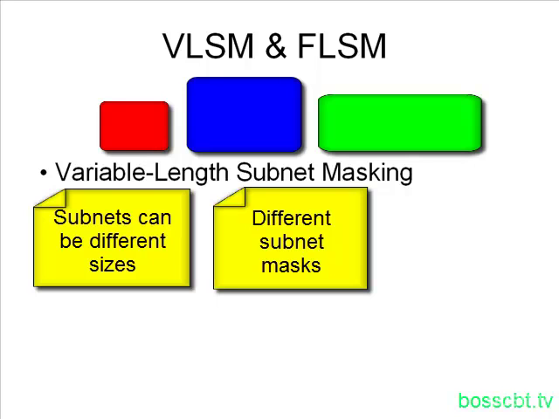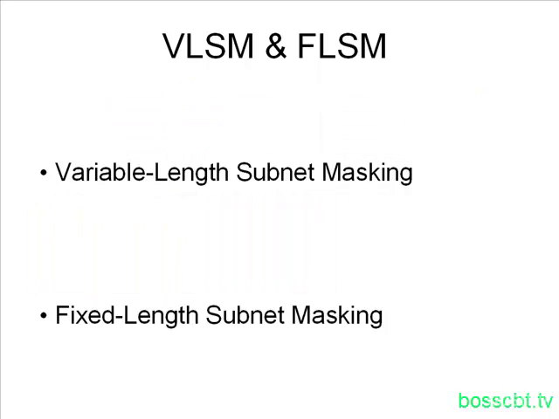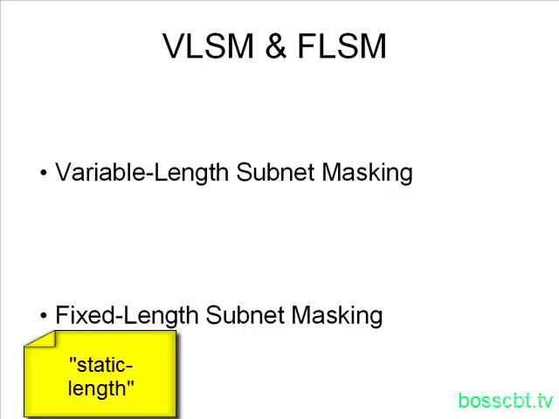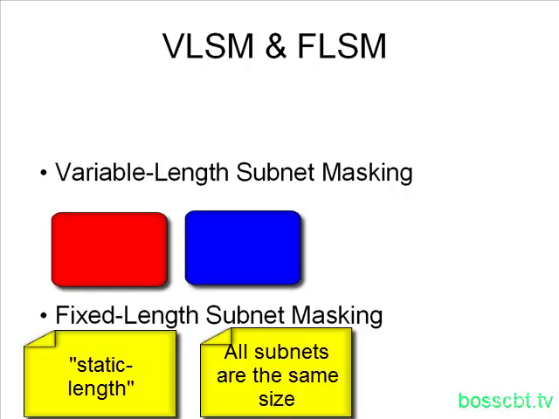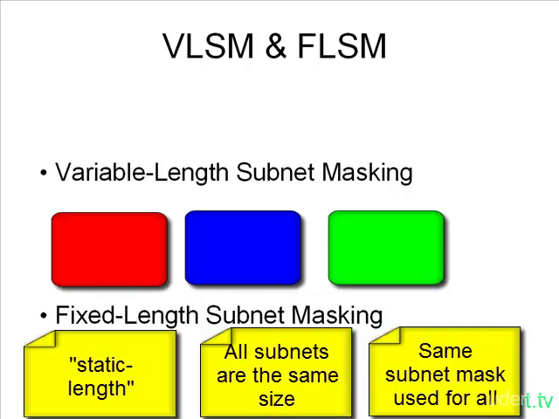Well, the opposite of that approach is known as fixed length subnet masking. This is also sometimes referred to as static length subnet masking, two ways to reference the same thing. And as the name indicates, all of the subnets you create are going to be the same size. So they're going to have the same subnet mask, and each subnet is going to carry the same number of hosts in it.